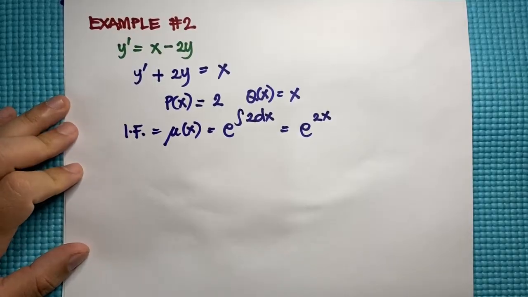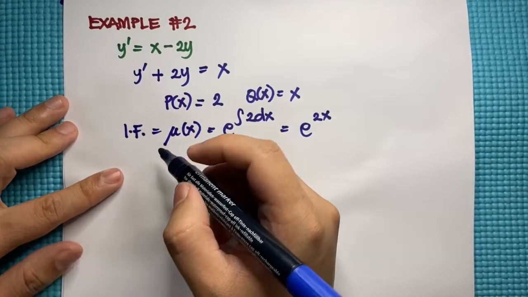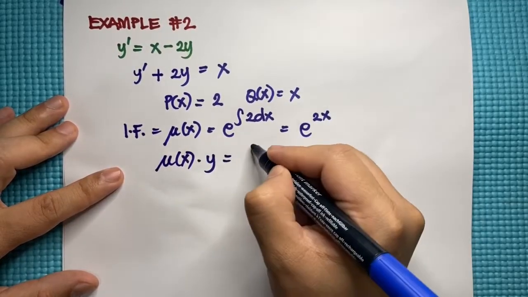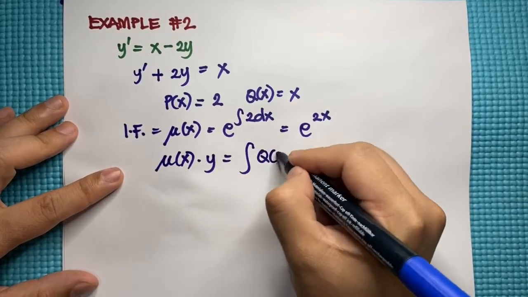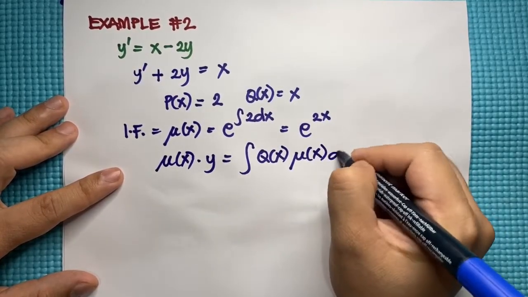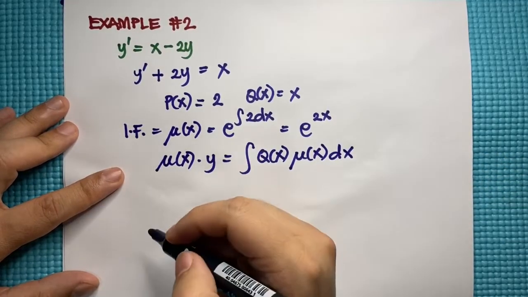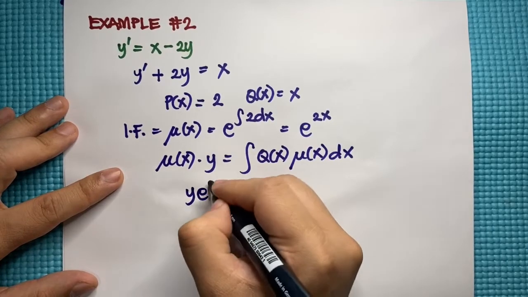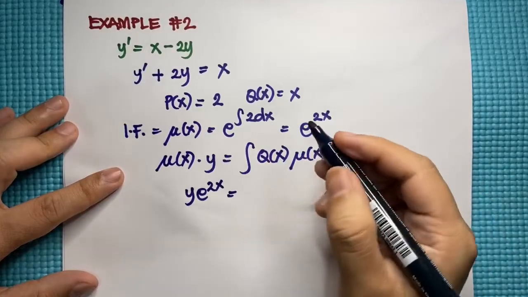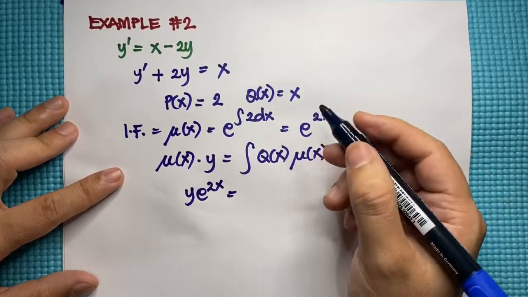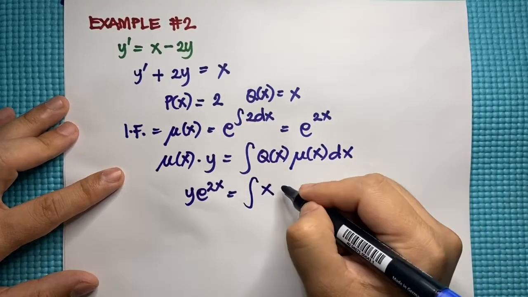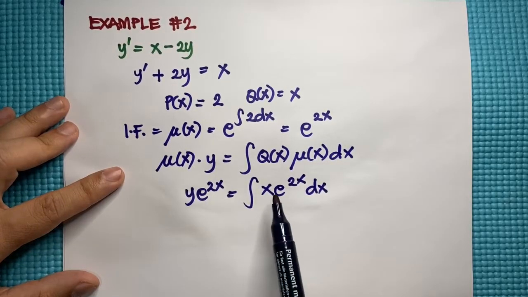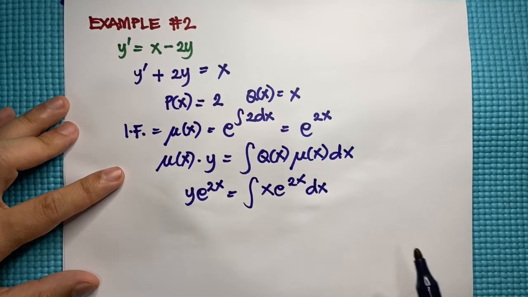So using our formula for linear equations, that is mu of x multiplied with y, and that is equal to the integral of q of x, mu of x, dx. So our mu of x is e raised to 2x, so that would be y e raised to 2x. And q of x here is x, so the integral of x e raised to 2x dx. So again, we are given a product of an algebraic function and an exponential function.